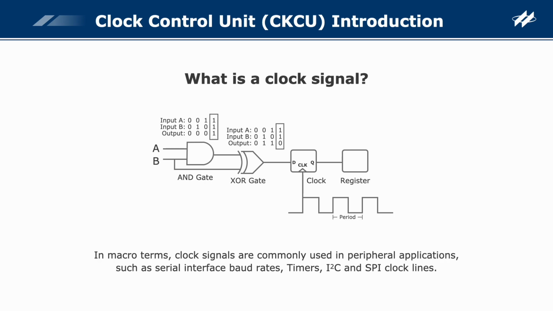In addition to the above, in macro terms, clock signals are commonly used in peripheral applications, such as serial interface baud rates, timers, I2C and SPI clock lines.